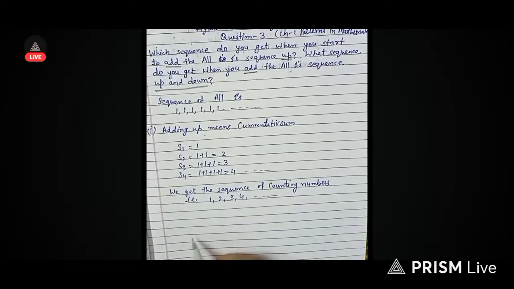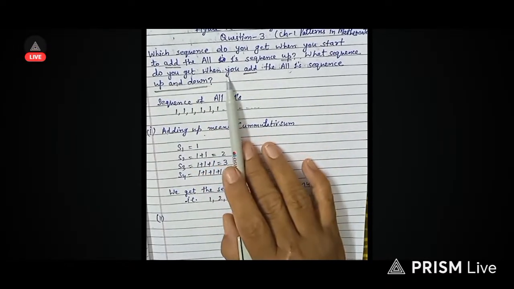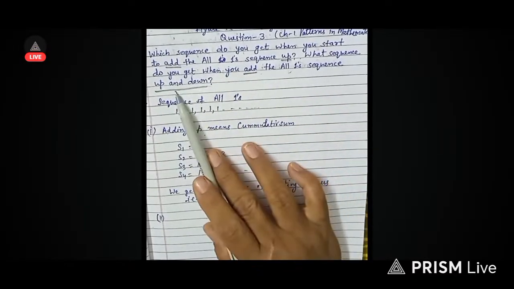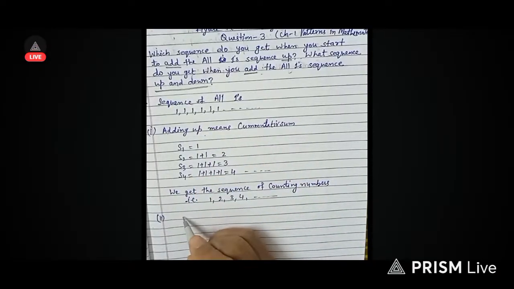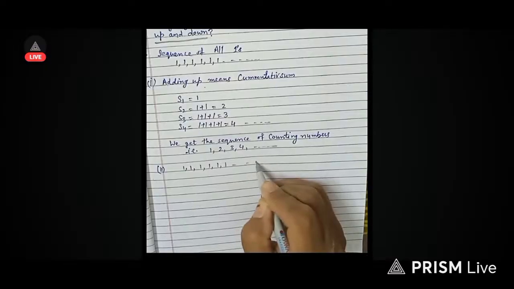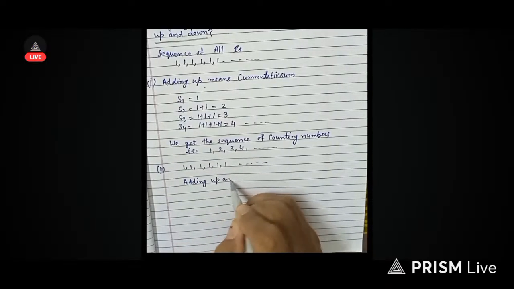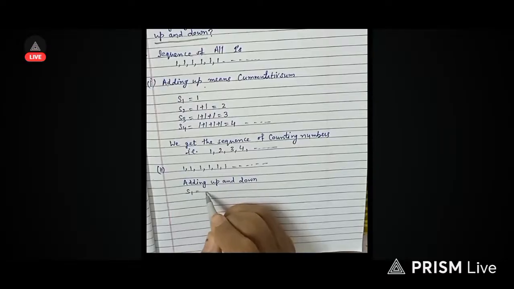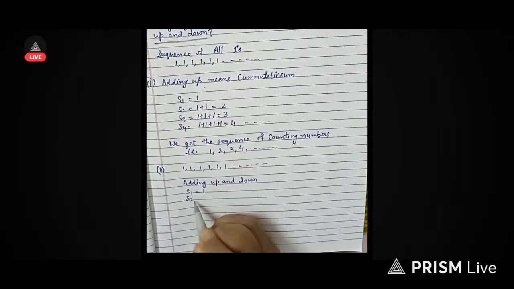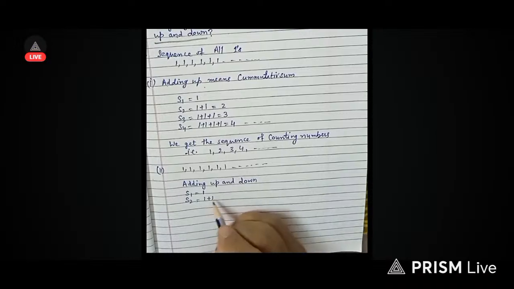And for the second part, the question is what sequence do you get when you add the all ones sequence up and down. So first of all, the sequence is 1, 1, 1 and so on. Now adding up and down. So S1 will be 1, the sum of only one term. S2, we get 1 plus 1. Then we will go backward.